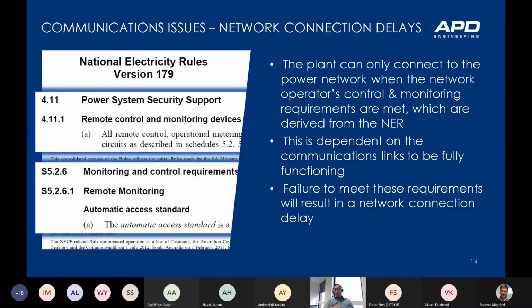Towards this, compliance testing is performed by the power network rep prior to grid connection. And part of the compliance test is to make sure that you have the right communications working. So passing these tests is dependent on those communications links we mentioned being fully functioning.